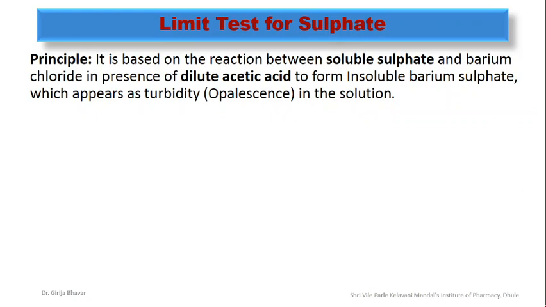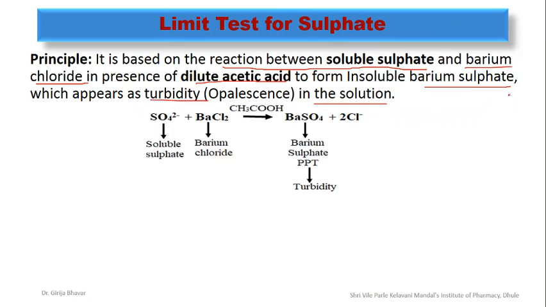The limit test for sulfate is based on the reaction between soluble sulfate and barium chloride in the presence of dilute acetic acid to form insoluble barium sulfate, which appears as turbidity in the solution. So the reaction that takes place is shown here. Sulfate ions, which are soluble in water, react with the added reagent barium chloride in the presence of acetic acid to form barium sulfate precipitate, which makes the solution turbid.